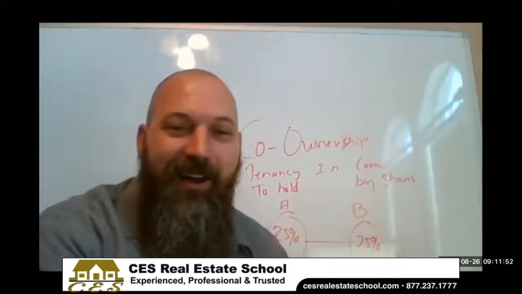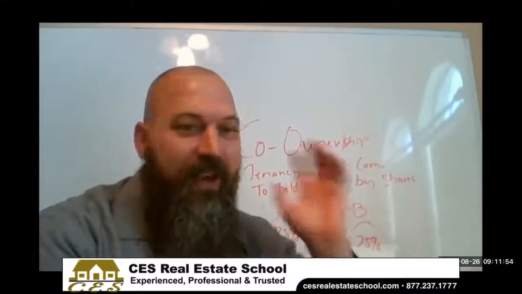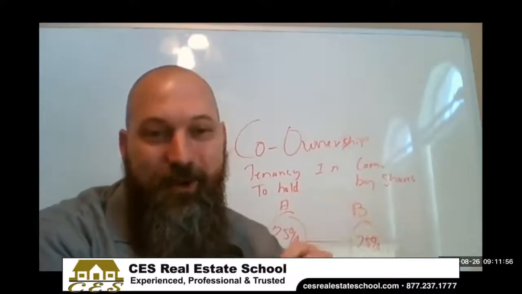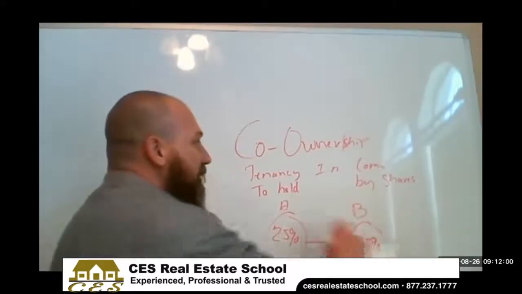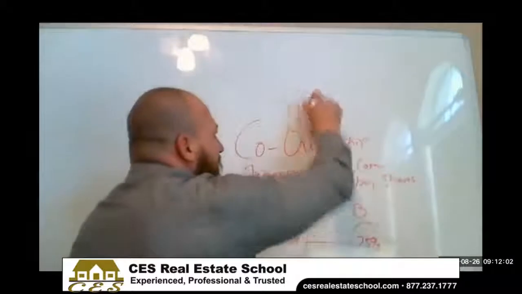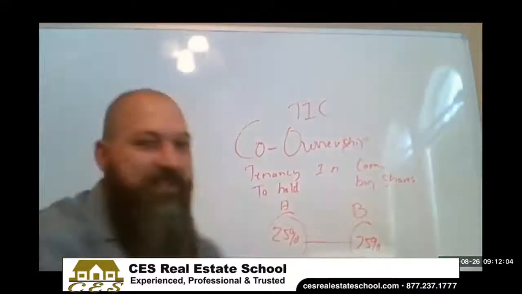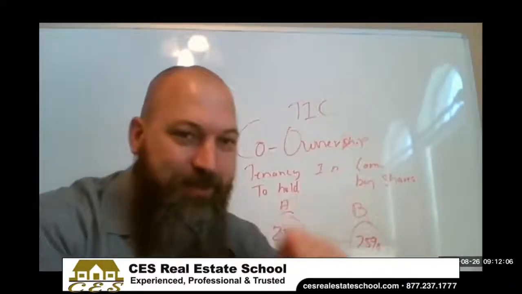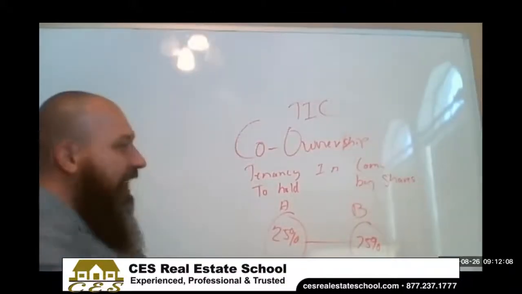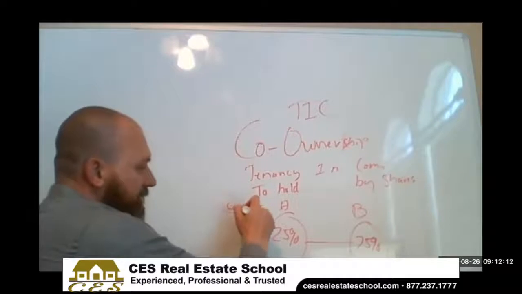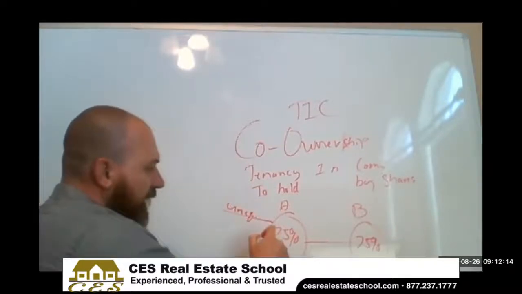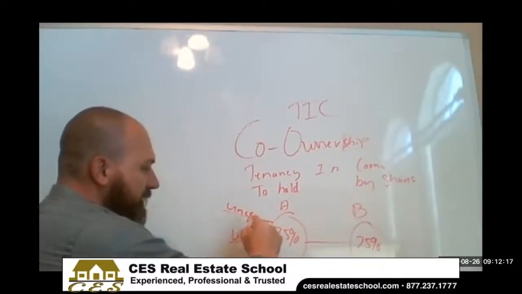Now, on your exam, they love to abbreviate everything. If you guys haven't noticed that, they'll abbreviate anything and everything if they can. So another name for tenancy in common is a TIC. All right, so if you ever see the abbreviation TIC, that's what they're referring to. All right, now, the cool thing about tenancy in common is unequal shares. That's your first indicator.